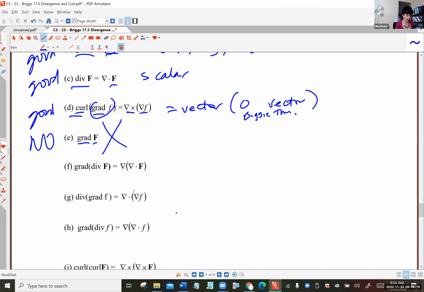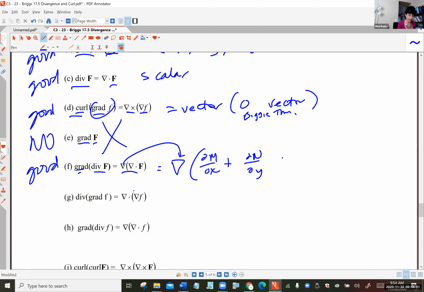Okay, move on. Can you take the gradient of the divergence of f, where f is a vector field? So the notation would be del operator del dot product f. Divergence is a scalar, right? You can take that. Yes, this is totally good. You're taking the gradient of a scalar function like this, and you will get a vector.